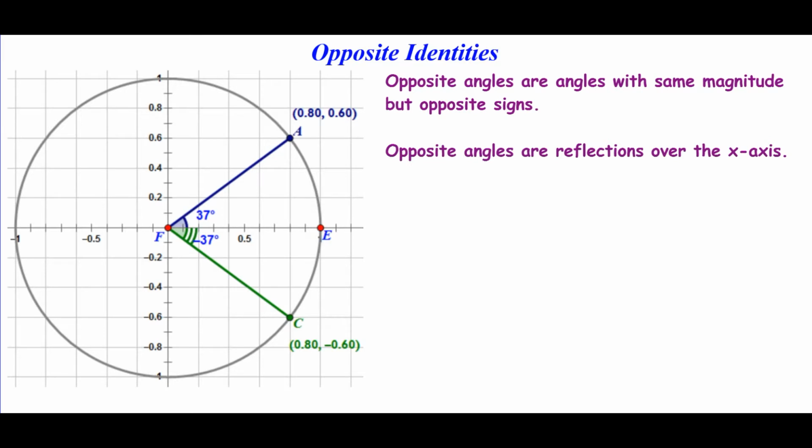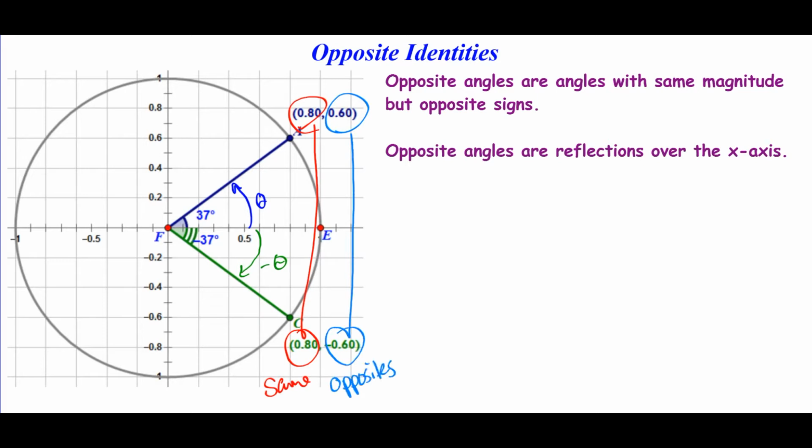So in this particular case with this diagram, here we have an angle that's 37 degrees. In general, we'll just call that theta. And then this angle going in the opposite direction would be negative theta. In our specific example, 37 degrees and negative 37 degrees. What we'll notice is that the x-coordinates are exactly the same, while the y-coordinates are exact opposites. If we remember that the x-coordinate corresponds to the cosine value of the angle and the y-coordinate corresponds to the sine value of the angle, then we can come up with some more properties.